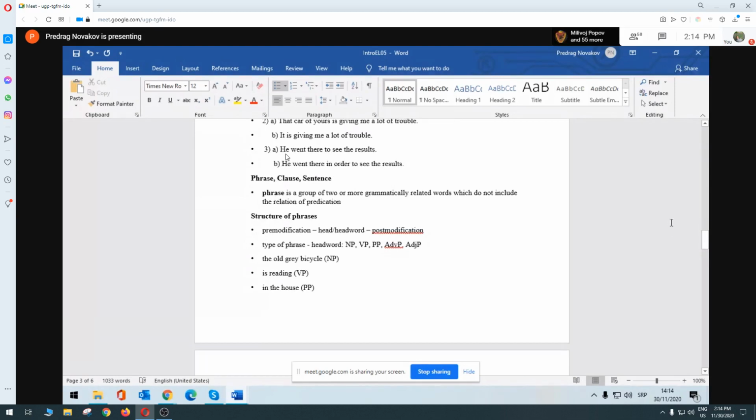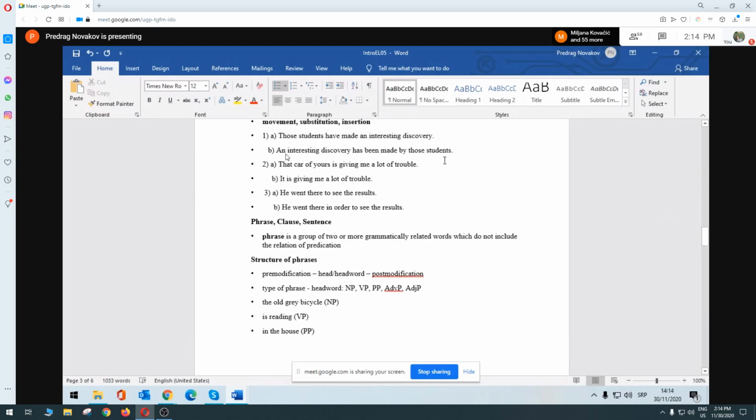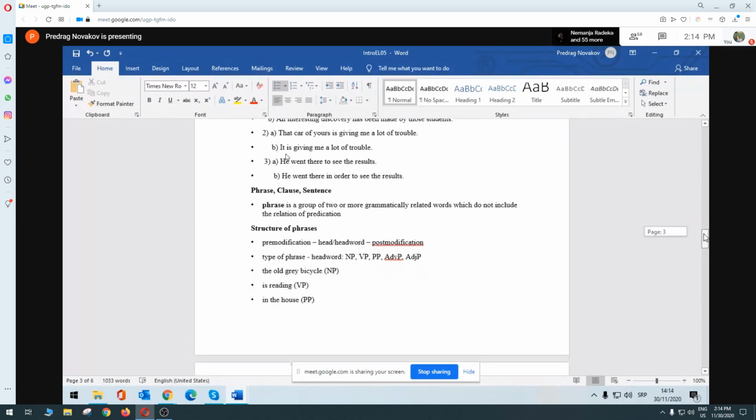"He went there to see the results." B: "He went there in order to see the results." We inserted "in order to." Remember, this is called insertion. So let me explain this one. Maybe we can ask a question: "there to see the results," is it one syntactic unit or perhaps two syntactic units? What did we do by inserting "in order to"?